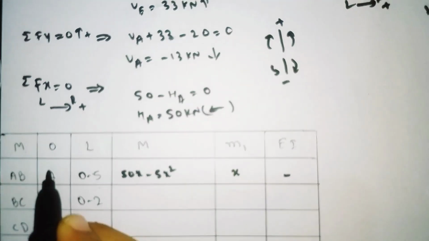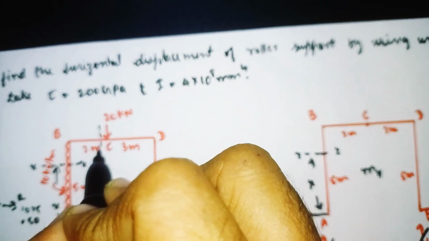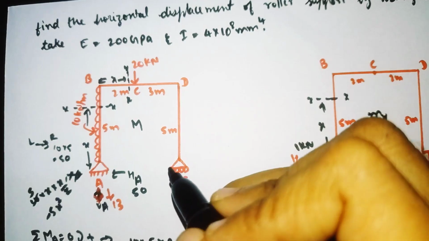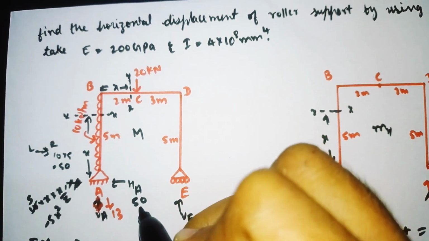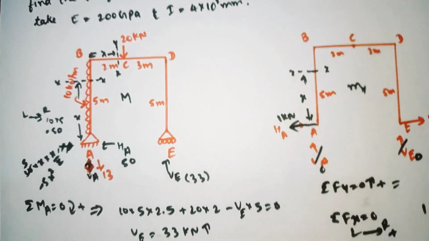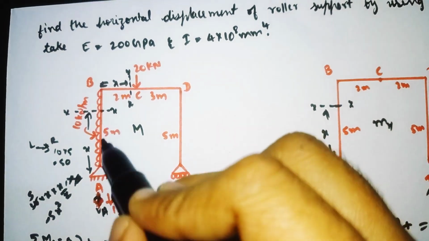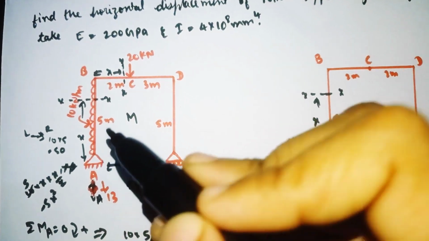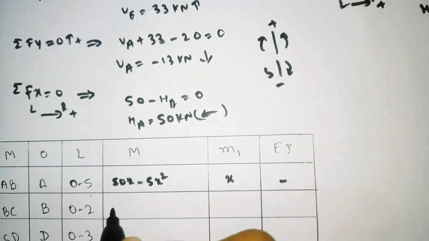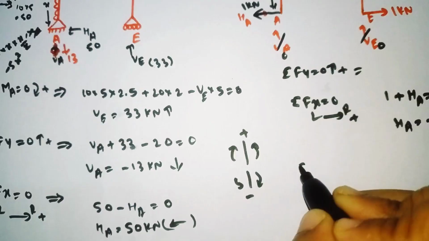And for BC I have taken the origin as B. It means we need to cut the section on the x-axis here, away from the origin B at a distance of x. So now we need to solve from here to here. Here HA is moving upward, and upward means we need to take positive. So 50 into the perpendicular distance; the perpendicular distance of HA is 5 meters. So 50 into 5.